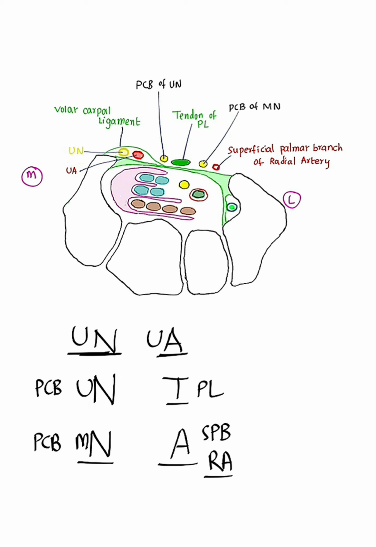They pass within ulnar tunnel. Next, NT. N: nerve, palmar cutaneous branch of ulnar nerve. T: tendon of palmaris longus. Next, NA. Nerve: palmar cutaneous branch of median nerve. A: artery, superficial palmar branch of radial artery. Ulnar nerve, ulnar artery, palmar cutaneous branch of ulnar nerve, tendon of palmaris longus, palmar cutaneous branch of median nerve, superficial palmar branch of radial artery.